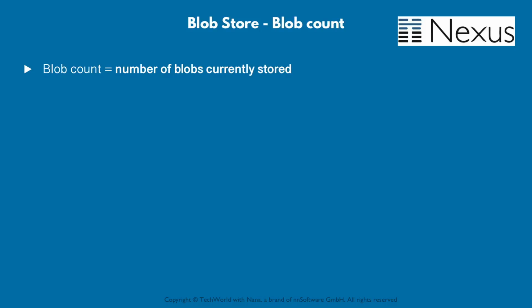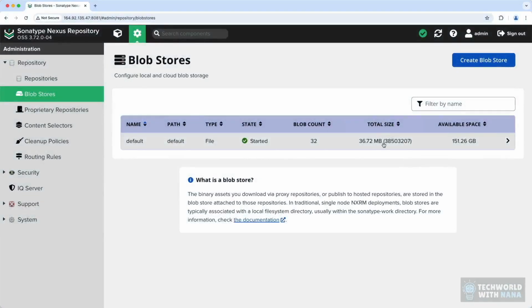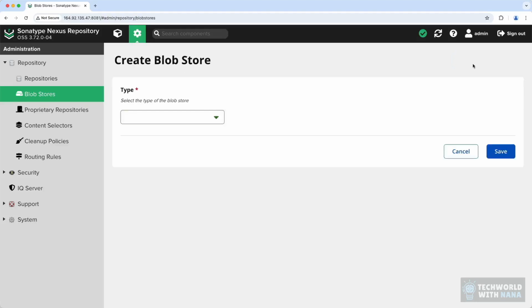that we upload are split into this way to be stored in the blob store. Then we also have a size of all the blobs that are currently stored in the blob store. And at the end, we have the available space in the store, which is the overall space allocated to a blob store.